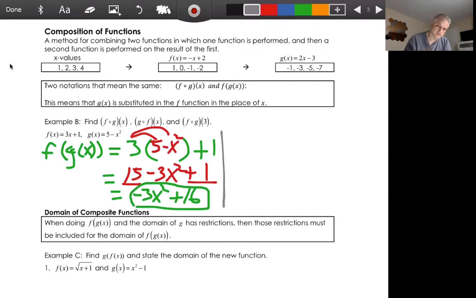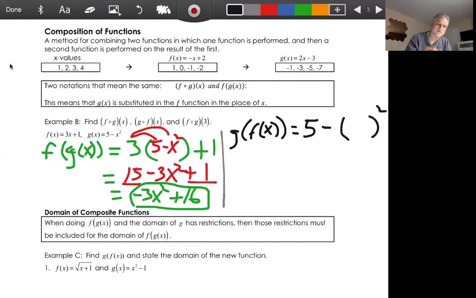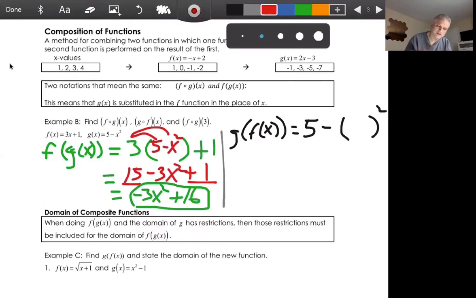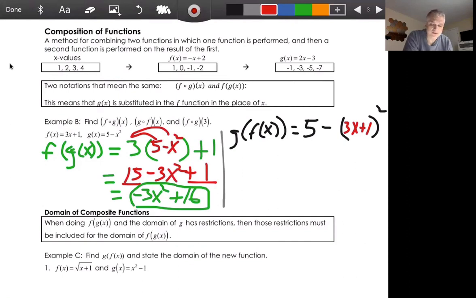Now let's look at g of f of x. Okay, same thing. It's just that now g of x says we're going to take 5 and subtract x squared, but it's not going to be x that we're going to be squaring. It's going to be 3x plus 1. All right. Now this one's got a bunch of little common math mistakes that people make all the time. First off, PEMDAS says we got to do this exponent. So off to the side here, I'll do it up in this area up here. I'm going to take 3x plus 1 and square it, which means I'm going to take 3x plus 1 and multiply it by 3x plus 1.